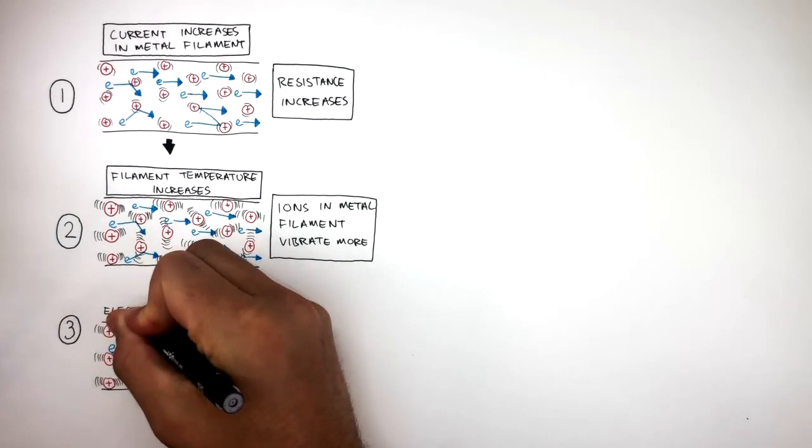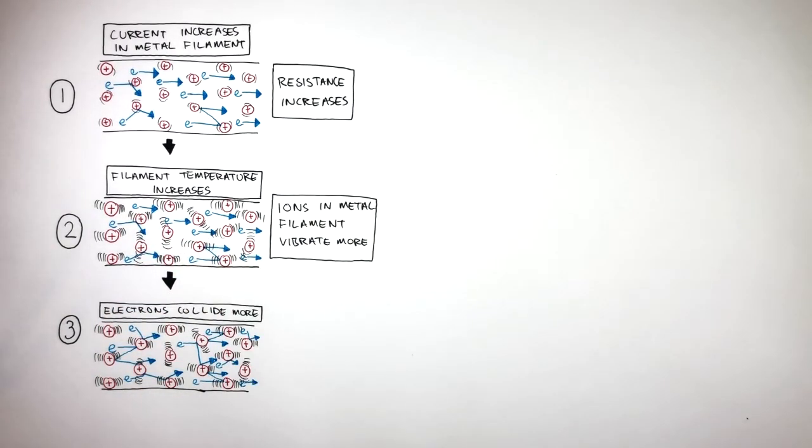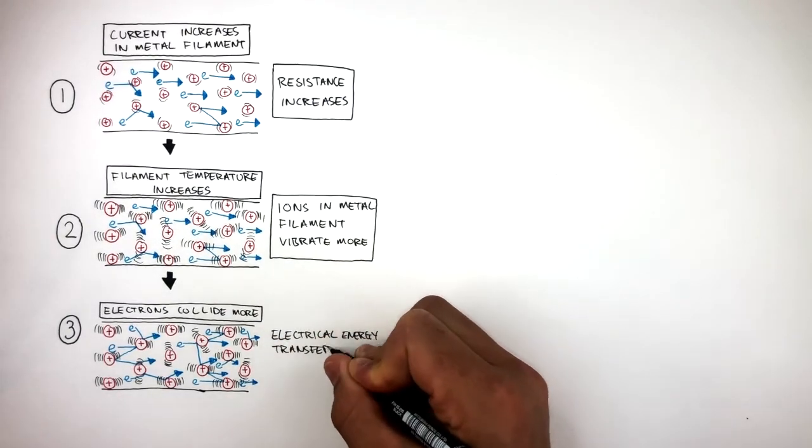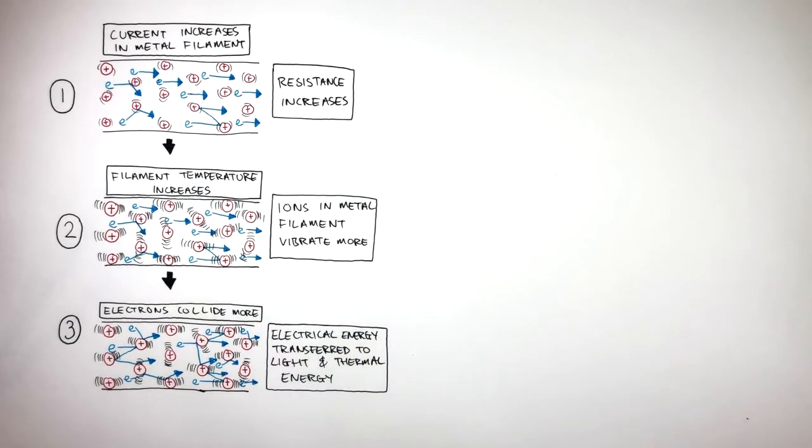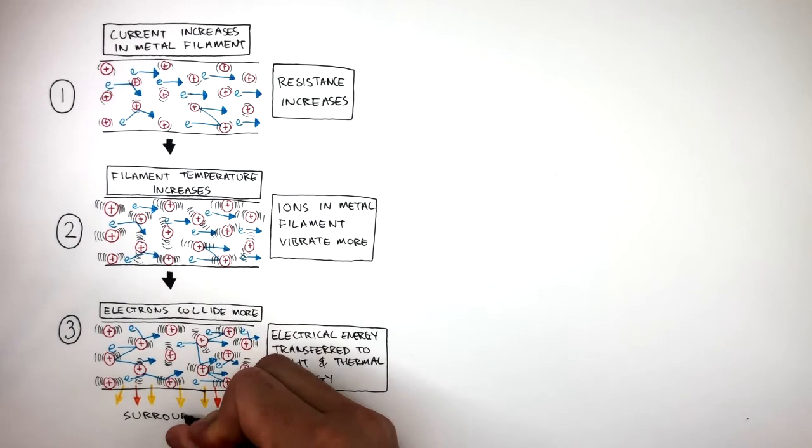So as the electrons collide more, this causes the electrical energy to be transferred into light and thermal energy, which is transferred into the surroundings.